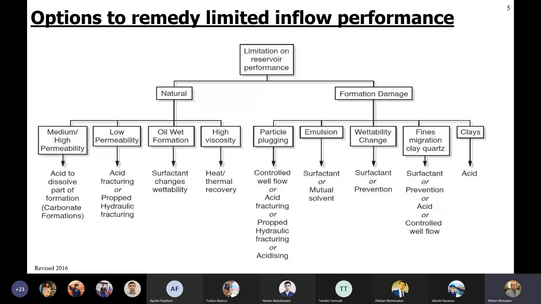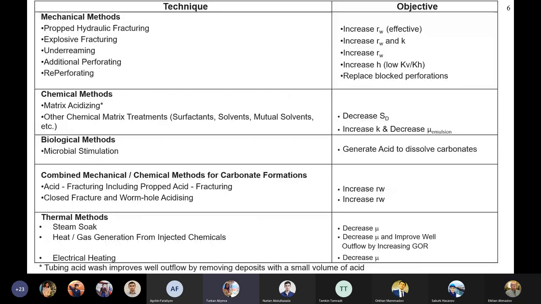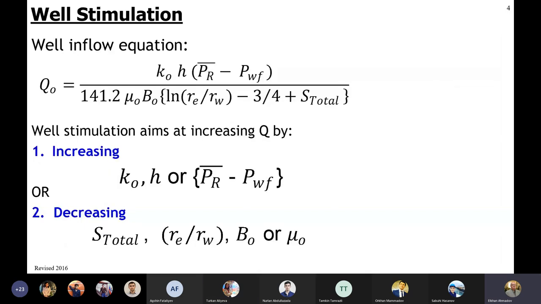What's this ratio? No, on the same slide, RE over RW, I mean. Yes. Can you repeat what you have said? Here you can see that RW is the denominator. So as we increase RW, the production rate should increase, right? Yes.